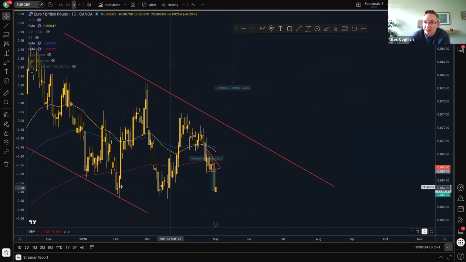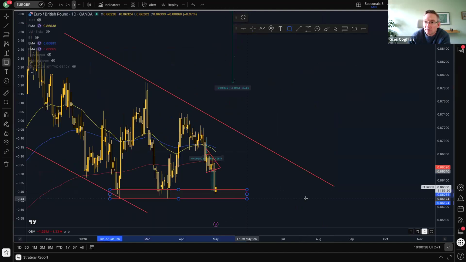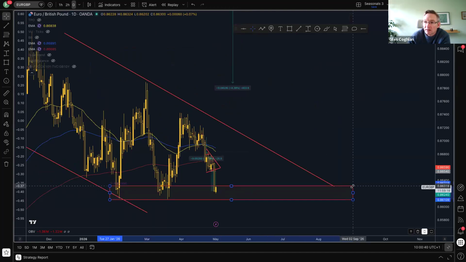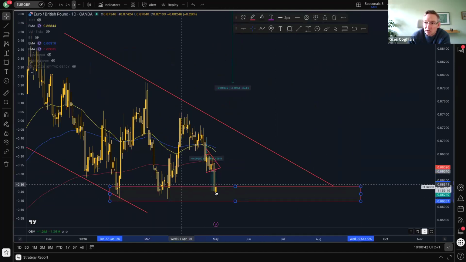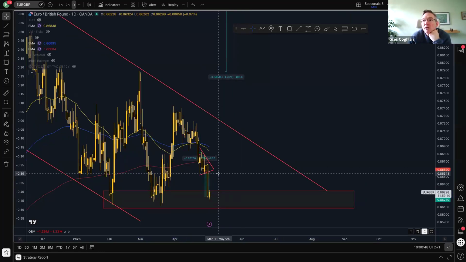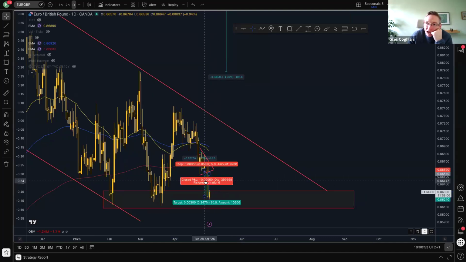So not a bad area to take profit or take 50% off of something if you like taking a position, in case you have another attempt a bit lower. But that was a nice move on the euro pound. But has it really changed the outlook?